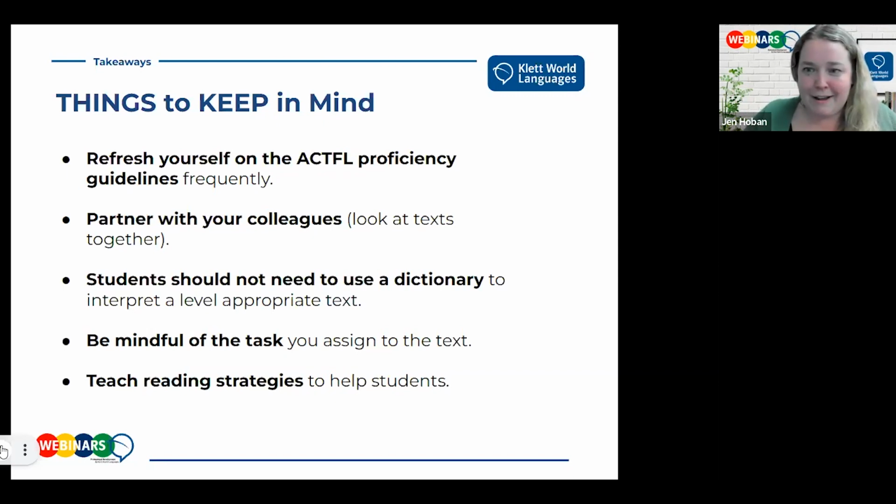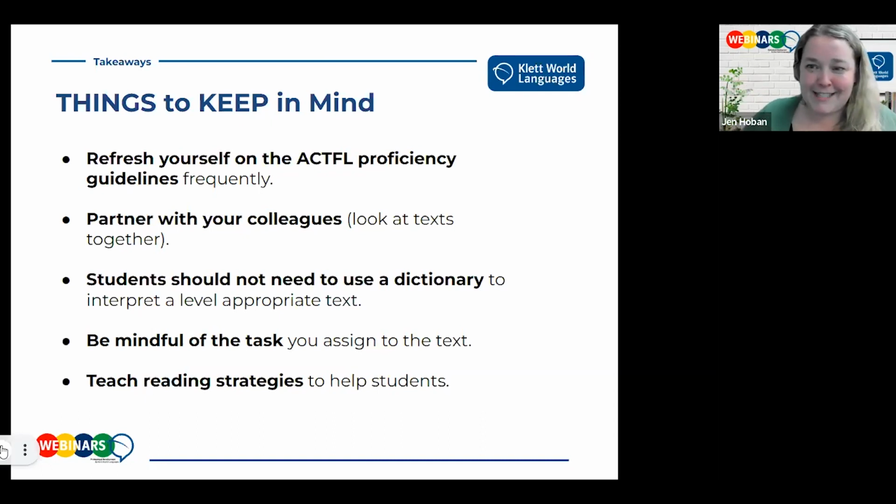Partner with your colleagues. Sharon and I have chatted about an authentic resource for a long time, and I've said it's intermediate and she said it's novice, and we go back to those proficiency guidelines. And I've done that with my department too. We did an activity where I printed out different texts and we had conversations together. Really fun renorming activity and having those discussions. It's healthy. None of us are perfect with these. We have to go back to them and review them.